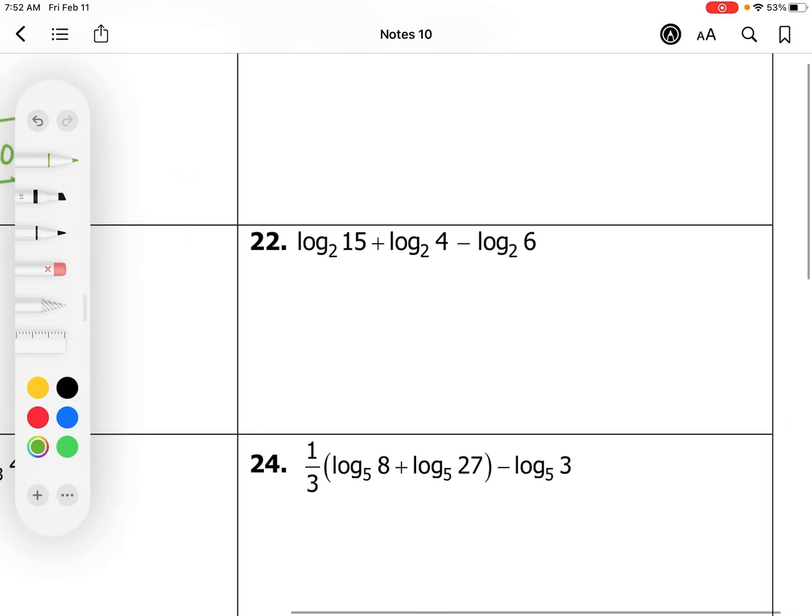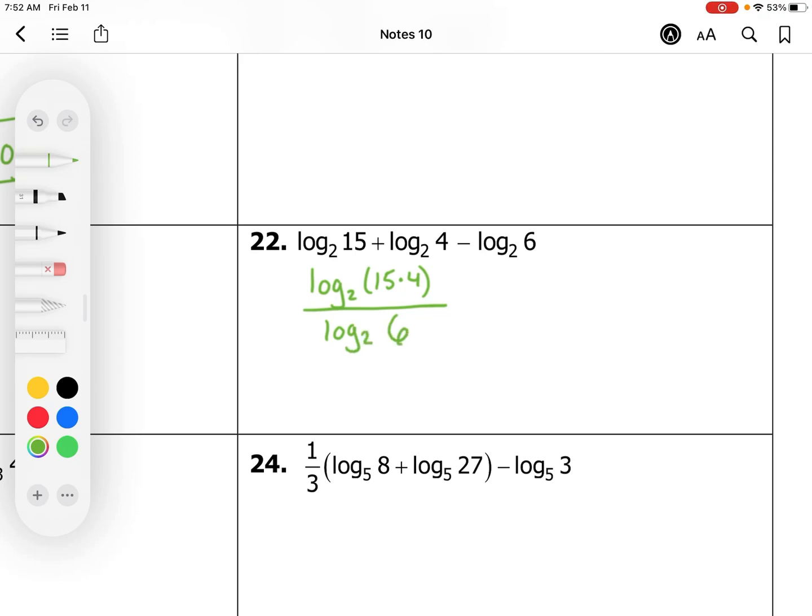Let's do another one. Let's do maybe 22. Here we have addition. Addition is product property, which means we're going to multiply 15 times 4. And then we have a subtraction, which means divide. So we're going to divide that by log base 2 of 6. And then just cleaning this up, we get 15 times 4, which is 60, divided by the log base 2 of 6. And we can simplify that even further into a single log of log base 2 of 10.